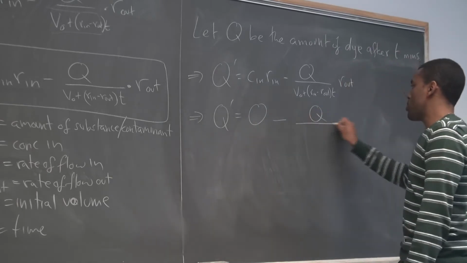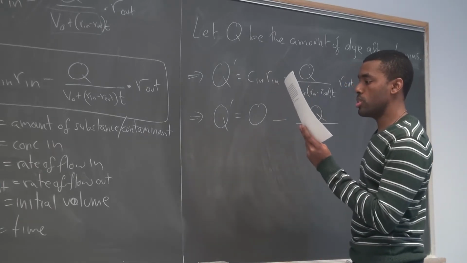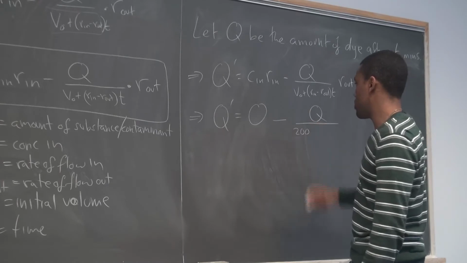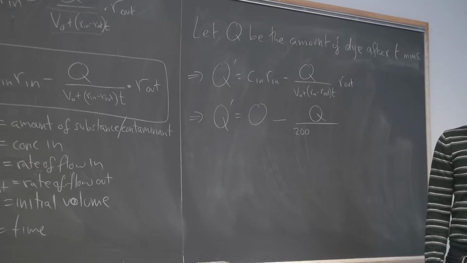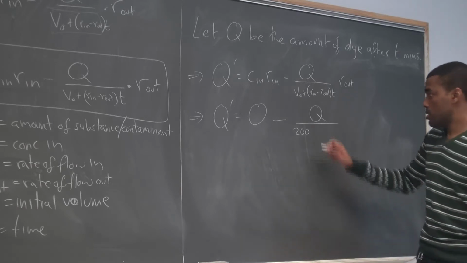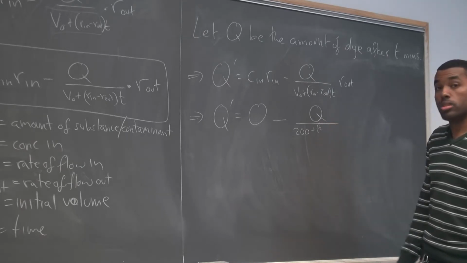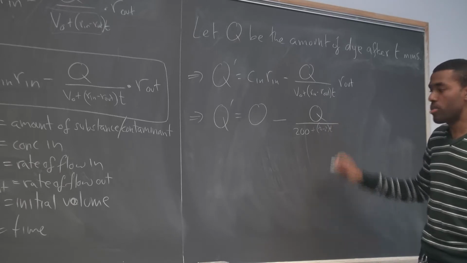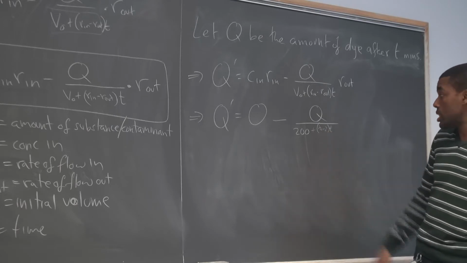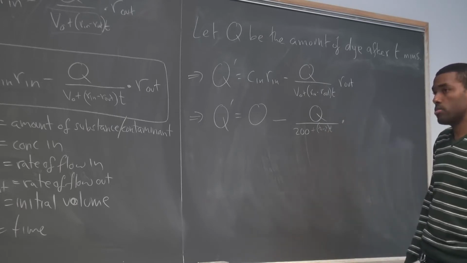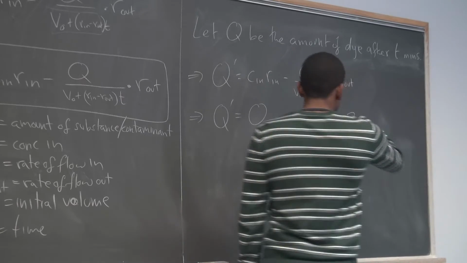This is going to be Q over, what's the initial volume? 200. We have 200 liters of dye solution, so 200 is the initial volume. How is it changing? What's the rate in? 2 liters per minute. What's the rate out? It's also 2, right? Rate in and rate out are the same, which means the volume is going to stay the same, it's going to change by 0. So our formula still works in that situation. And you can write in the units if you forget.